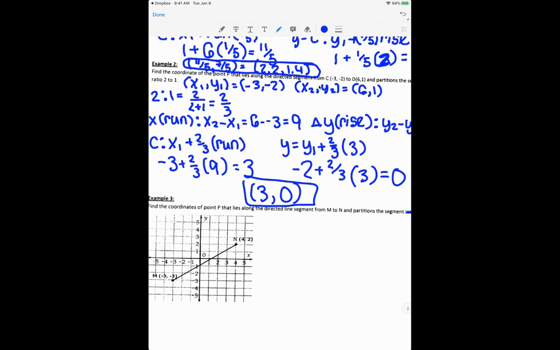So let's still go ahead and write down our x1, y1, x2, y2. It does say from M to N, so we need to go in that order. So -3 would be our x1, y1, and then 4, 2 would be our x2, y2. Sorry, guys, it's been a long day.